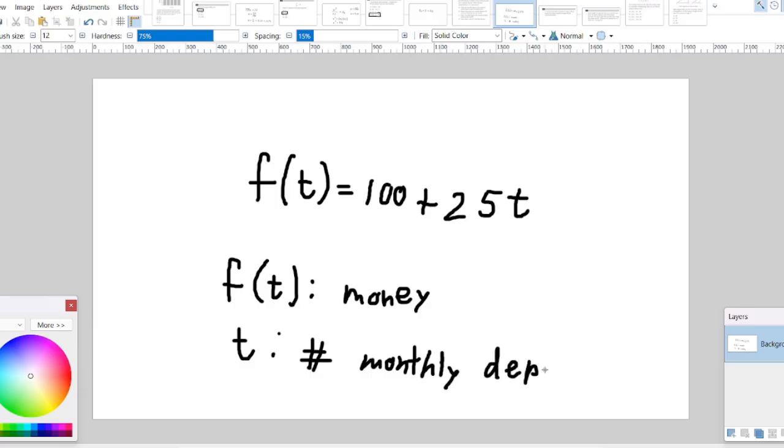Okay, so now we can interpret some of the other stuff in this question. For example, 100 in this case is representing the amount of money that the account started with, because if you let t equal 0, that means there are 0 monthly deposits. This part would be 0, and so the whole thing would just be 100. That means that the amount of money in the account when the account first started was $100. If, let's say, t was 1, then you would add $25 more to the account. So 25 represents the amount the account increases by in dollars every monthly deposit.